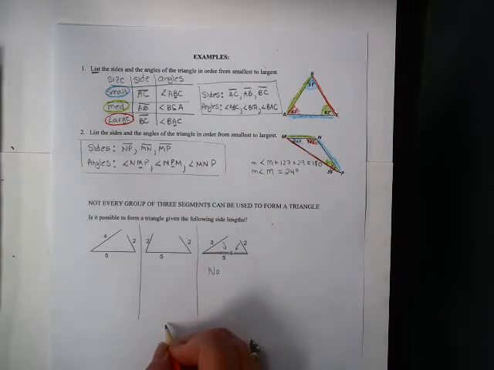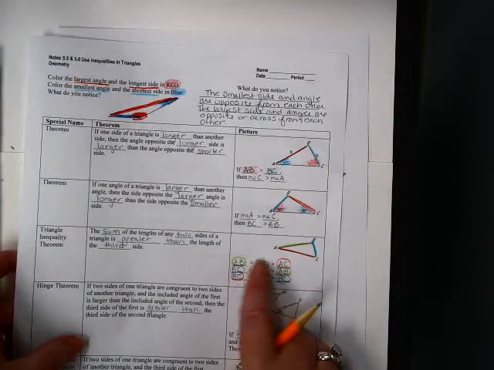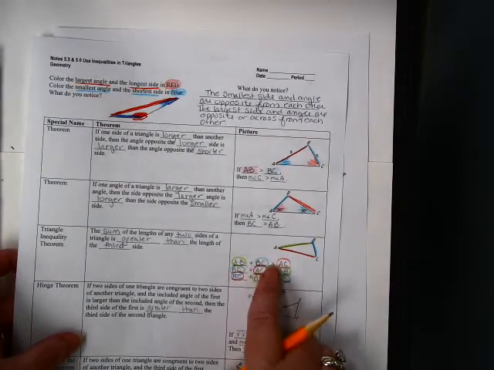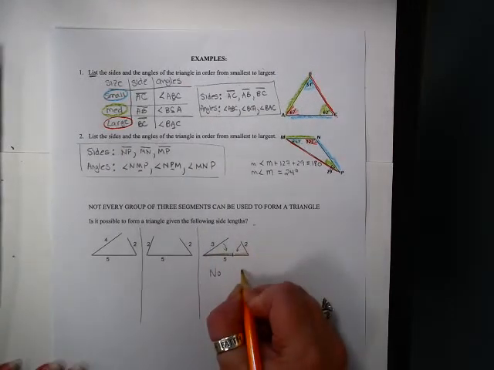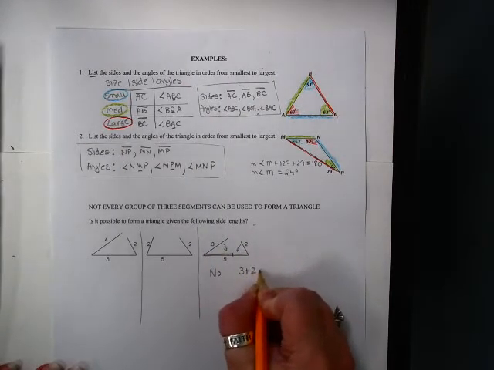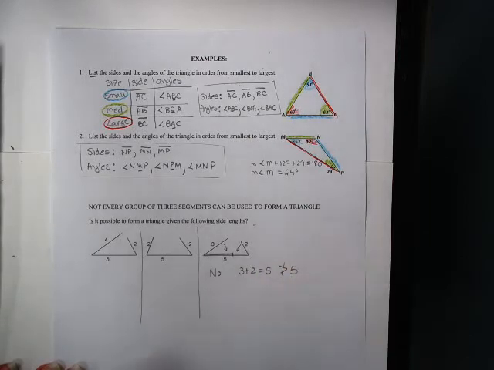And the reason why has to do with the theorem that we just learned called the triangle inequality theorem. This guy right here, remember the two sides have to add up to be bigger than the third side. So here, if we add these two sides up, we find that 3 plus 2 equals 5, and that is definitely not greater than 5. It is equal to 5.